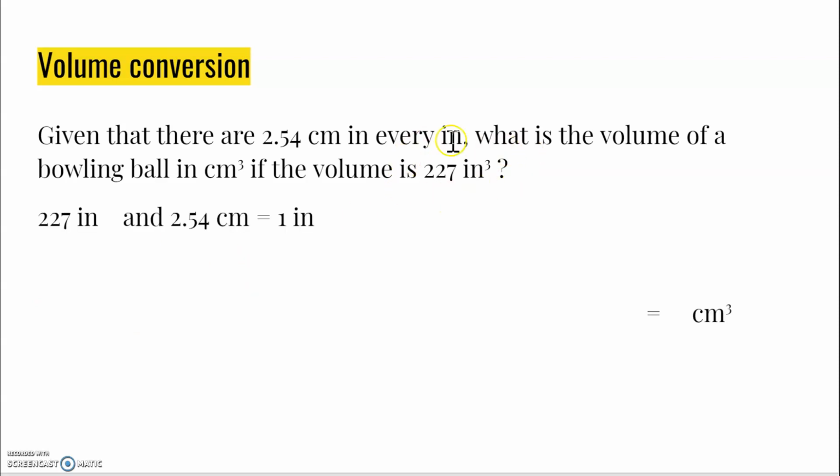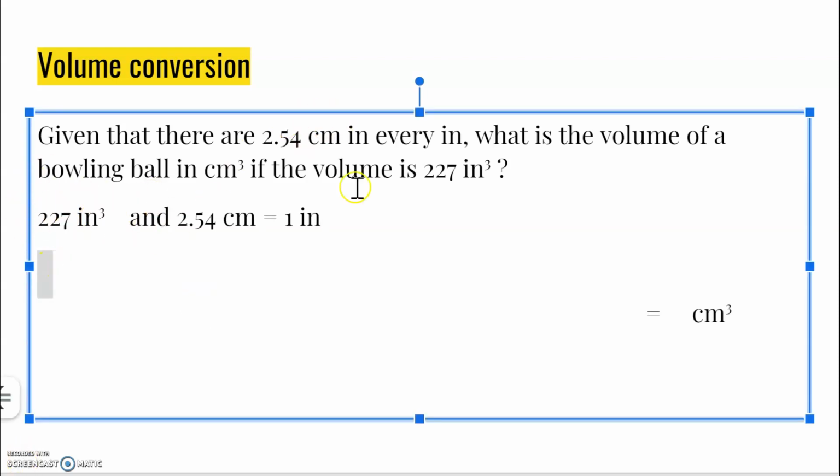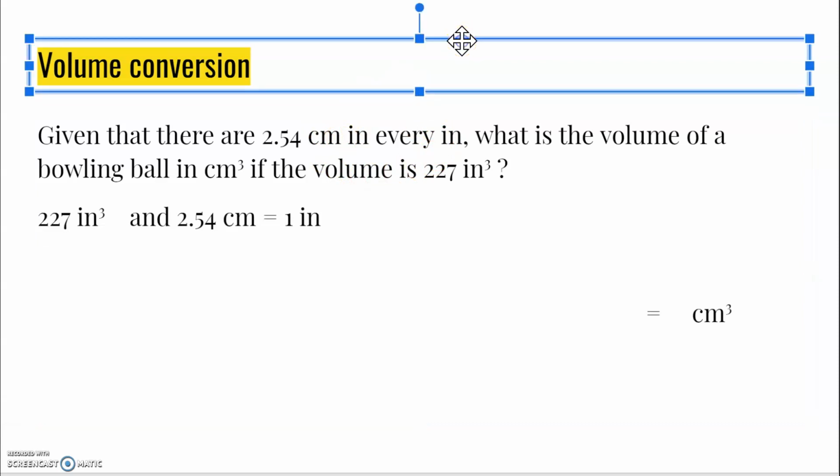Step 2, what am I given? I'm given 2 pieces of information. I'm given 227 inches cubed. This should be inches cubed here, and not just plain inches. So let's correct that. That's 227 inches cubed here. And I'm also given 2.54 centimeters in every inch. That phrase, in every, should remind me that that is an equivalence. So 2.54 centimeters equals 1 inch. So these are the 2 pieces of data I have.